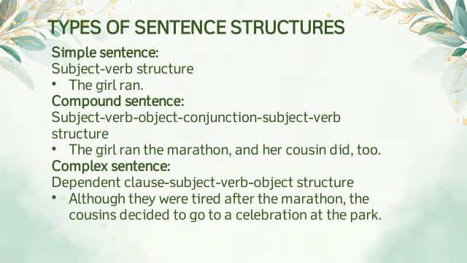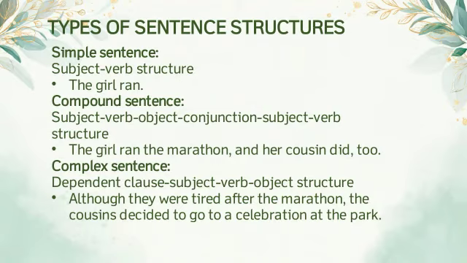Types of sentences and their syntax include simple sentences, compound sentences, complex sentences, and compound-complex sentences. Compound sentences are two simple sentences joined by a conjunction. Complex sentences have a dependent clause, and compound-complex sentences have both types included. The first is the simple sentence. It is subject-verb structure. For example, the girl ran.